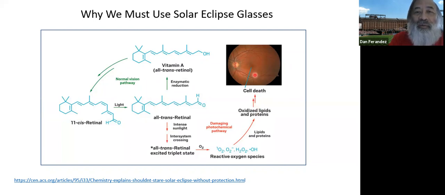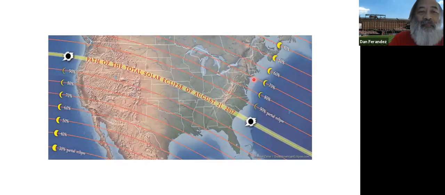So this is the reason why we need to have solar eclipse glasses. It's actually more of a photochemical situation, rather than what people used to think, that you don't want to stare at the sun because the sun's rays will burn your eyes, similar to how a magnifying glass can focus the light and burn something. That may be part of it, but it looks like it's really more of a chemical process.